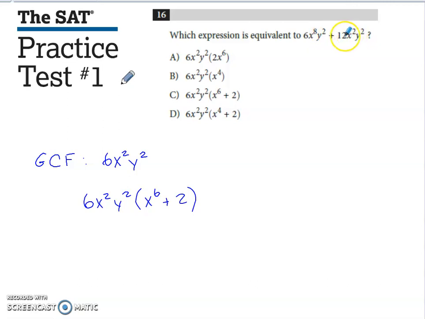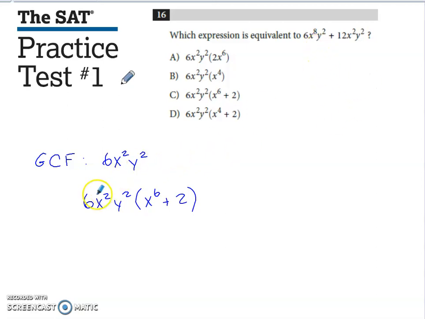This has an x squared, and this has at least x times x as well. And both of these have a y squared. So the greatest common factor is actually being factored out to produce the correct answer option. Now, when you factor out a common factor, you're essentially undistributing.